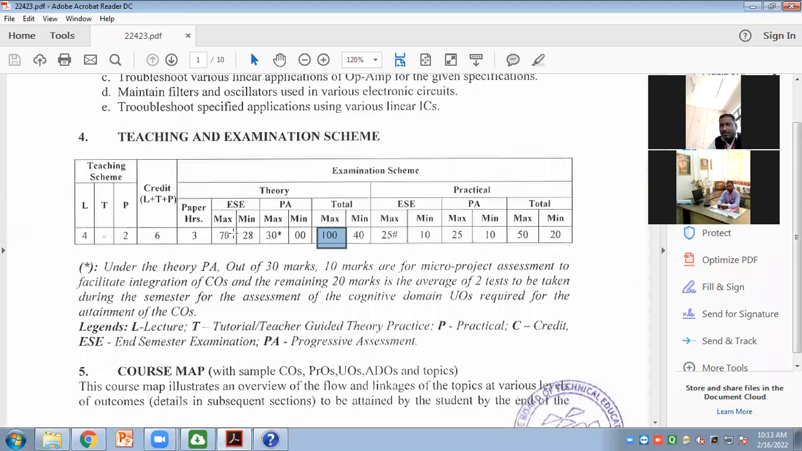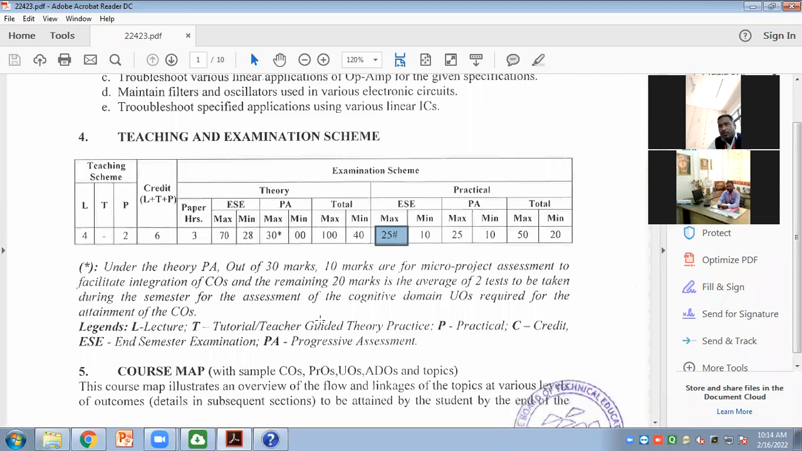So two criteria are there. One, out of 70, 28 must be there, and out of 100, 40 marks must be there. So this is about ESE. Then practical session. By performing 14 practicals, and we are going to see them one by one. So practical covers 25 marks external practical.